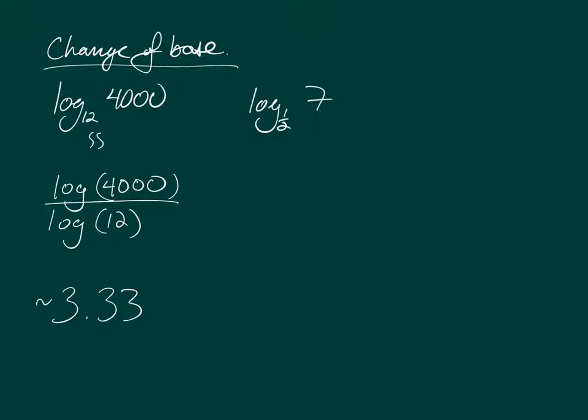And in this other example over here, we have log base 1/2 of 7. So this would translate over to log of 7 over log of 1/2. And again, you can just type this in on any calculator with a log function, and you'll get about negative 2.81.